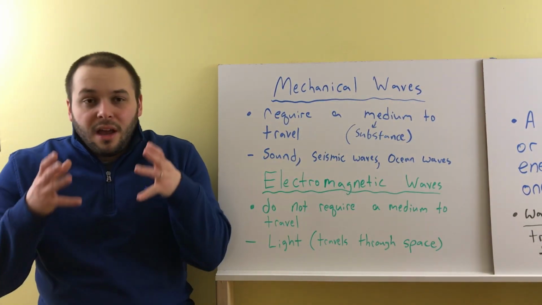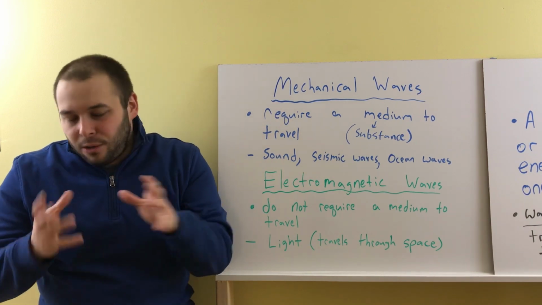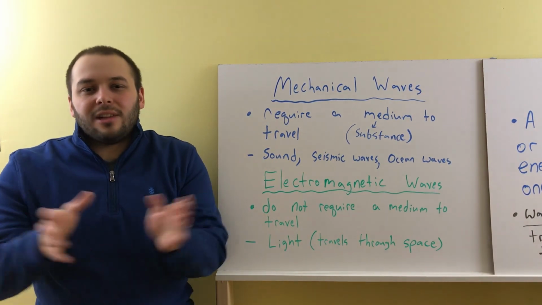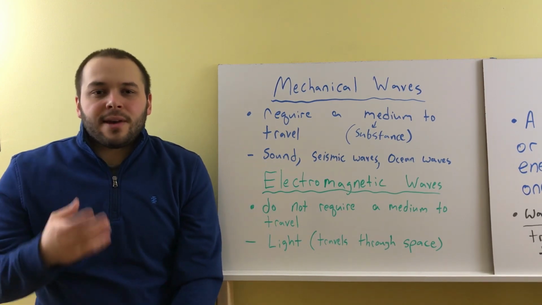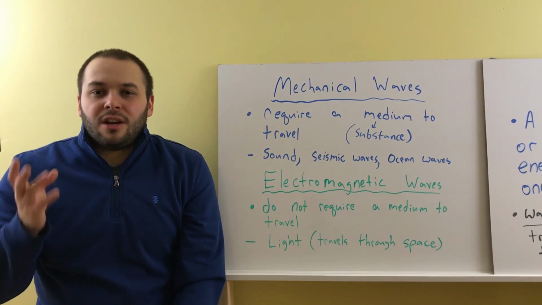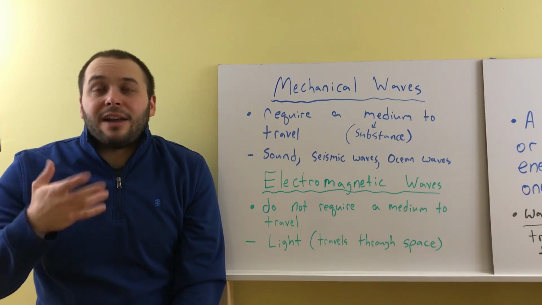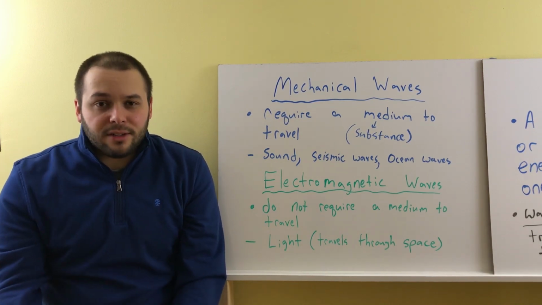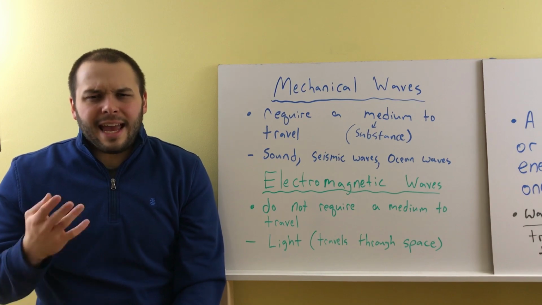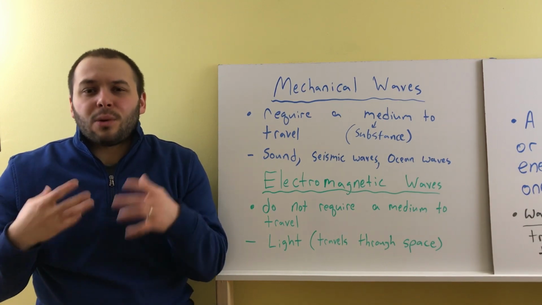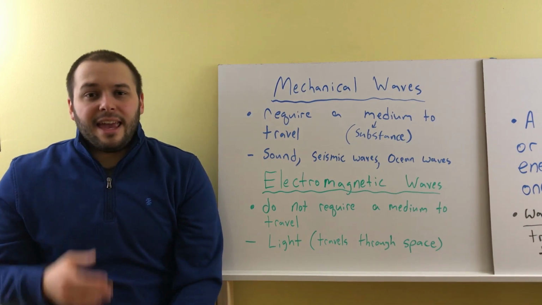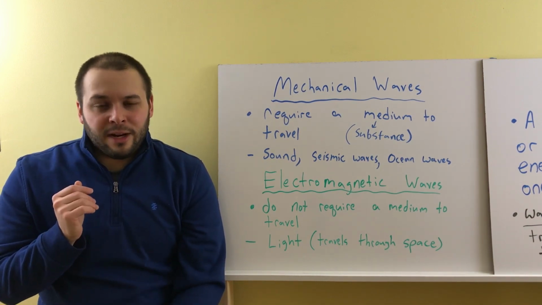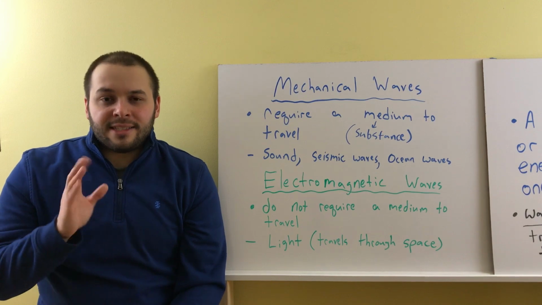Mechanical waves are another category of waves. It's not as general as transverse and longitudinal. It's a more specific category in which we talk about waves that require a medium to travel. A mechanical wave is any wave that basically requires a substance to move. Sound is an example of this. If there's no particles to vibrate, there's no way for me to actually create a sound.